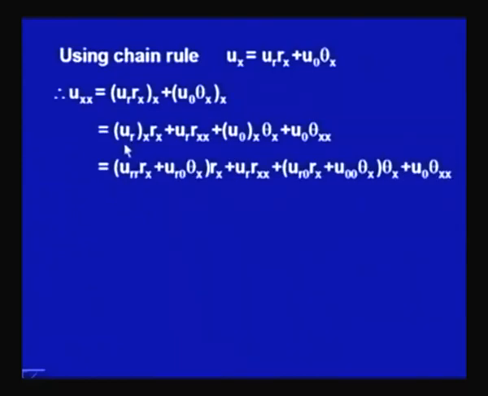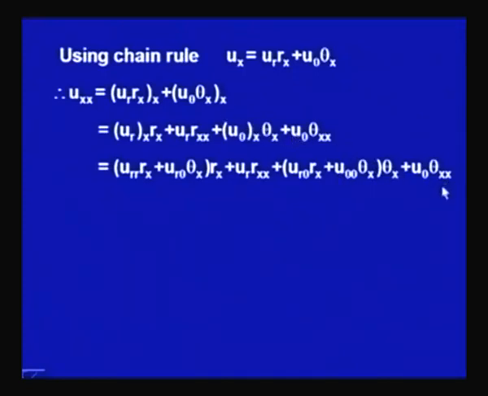Now, for u_r, differentiating it with respect to x, we again use the chain rule. What we would get is the derivative of u_r with respect to r, that is the second derivative of u with respect to r, u_rr into r_x plus u_r_theta into theta_x. This term u_r times r_xx is as such. Then the derivative of u_theta with respect to x, again use the chain rule: u_r_theta times r_x plus u_theta_theta times theta_x, that is the second derivative of u with respect to theta into theta_x.